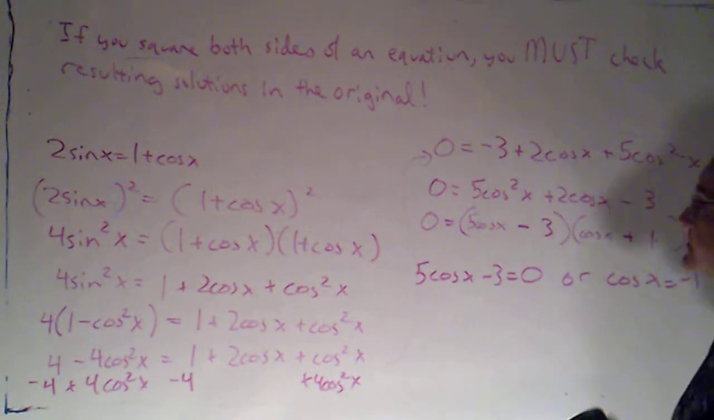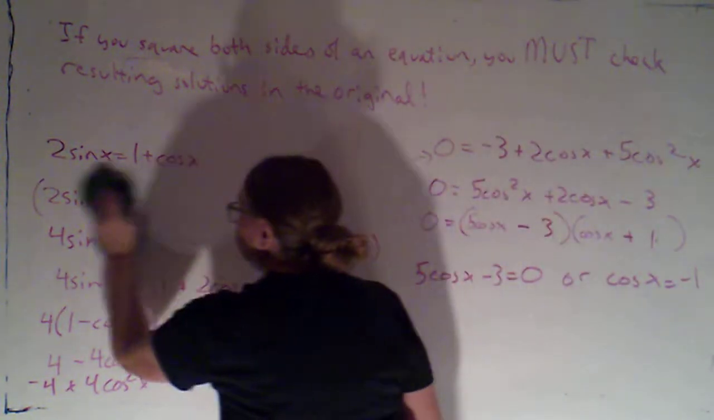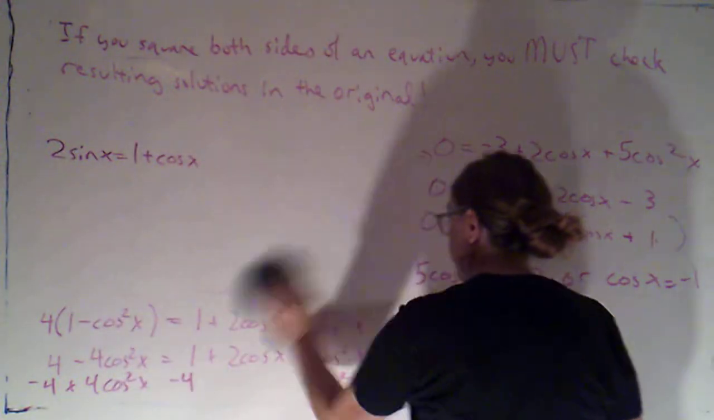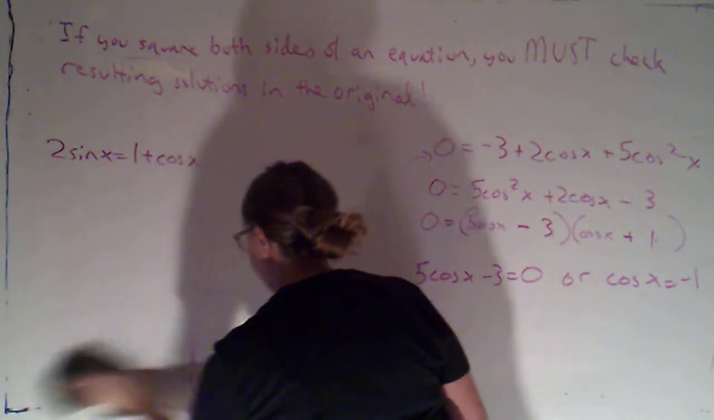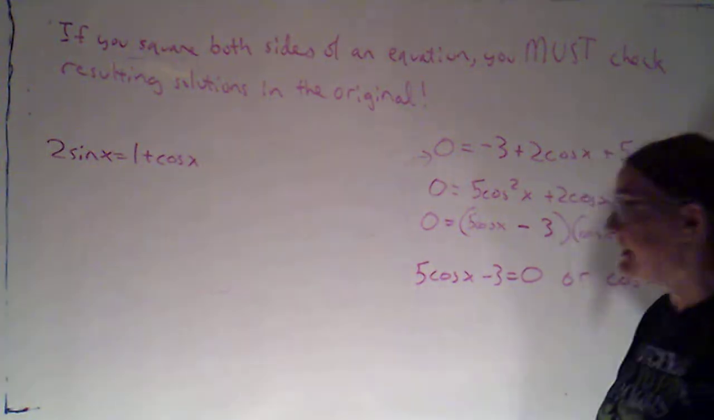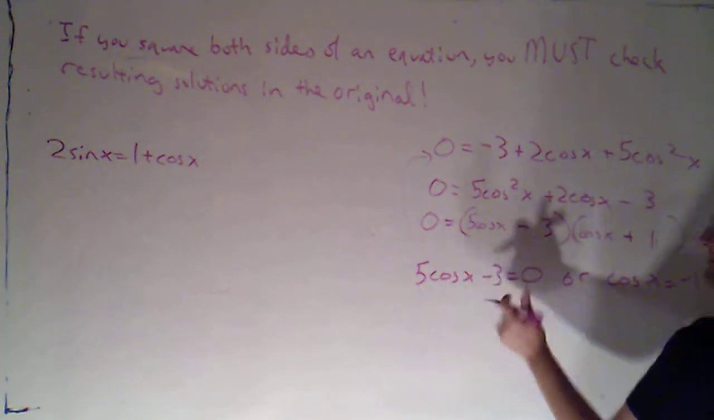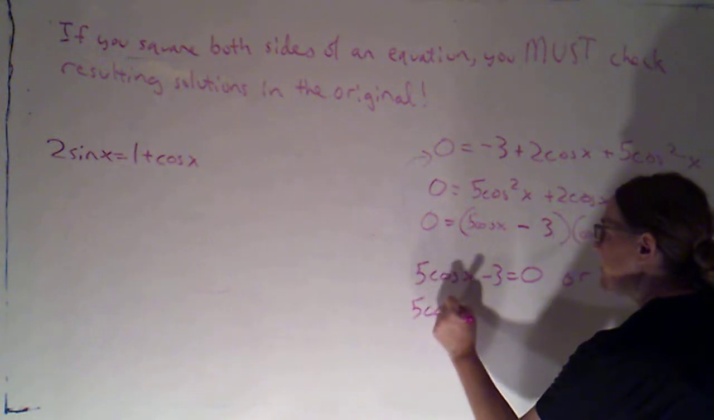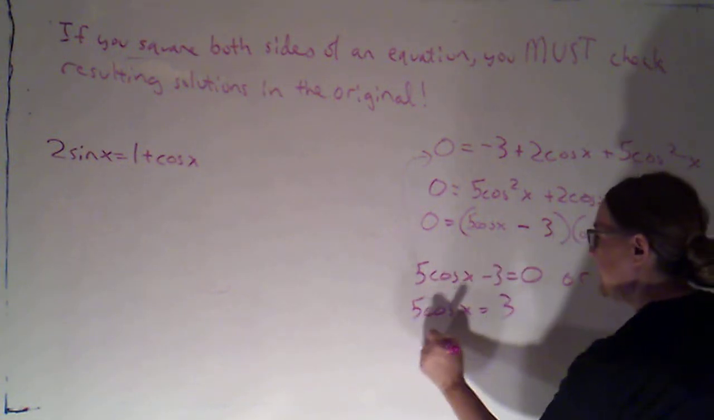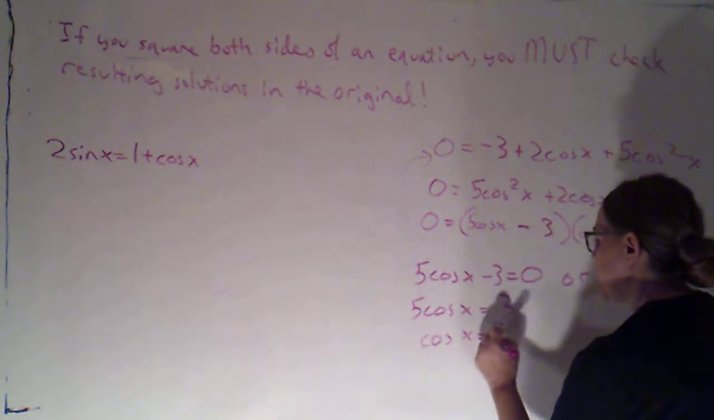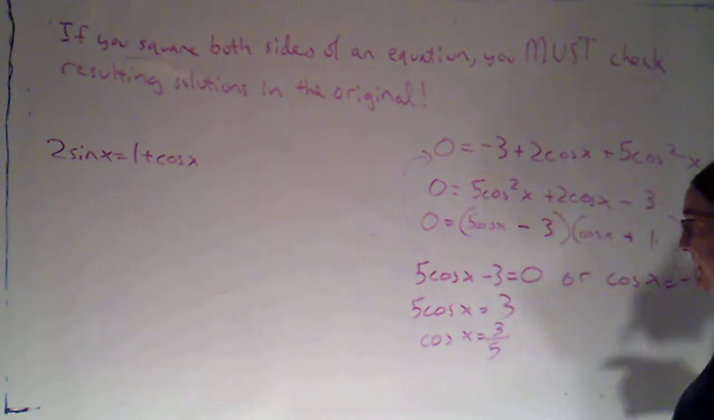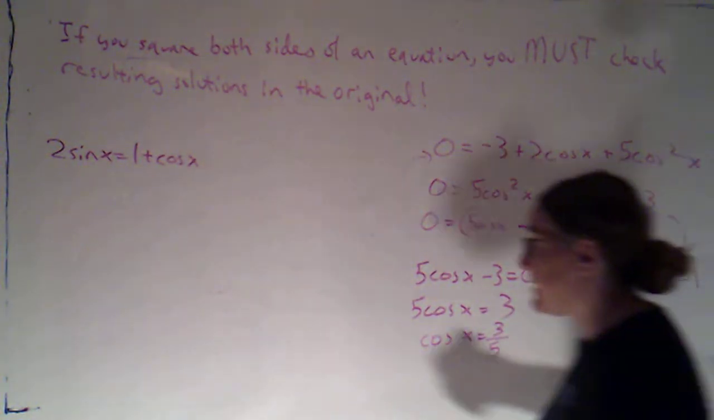Okay, so I've got to keep up that original equation because I'm going to have to remember that I've got to plug in my potential solutions to see if they actually work. If I work with this, this would mean 5 cosine of x is equal to 3. So cosine of x would equal 3/5. Okay. Now, that's a positive angle.